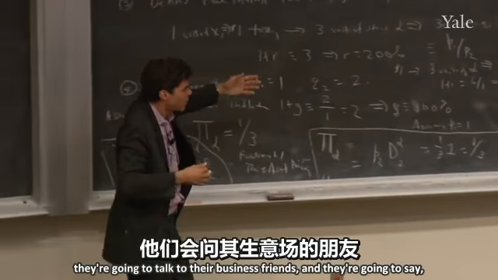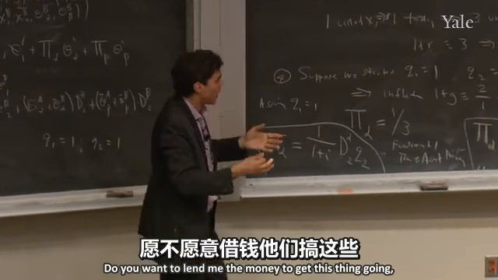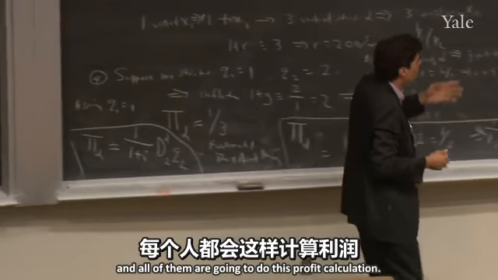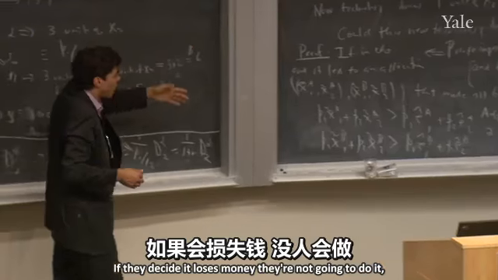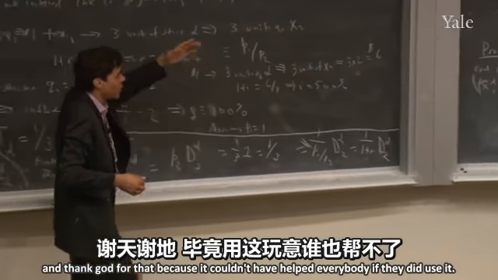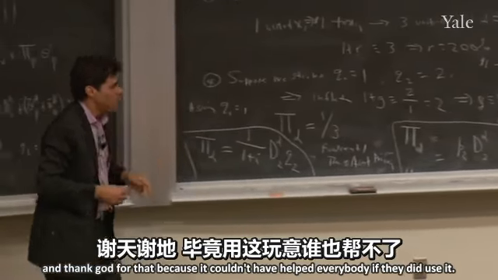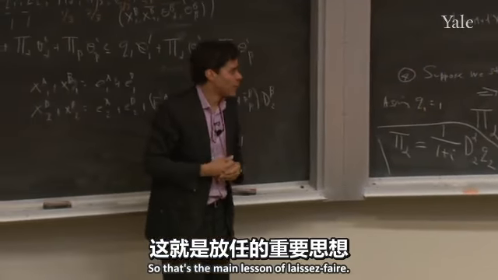They're going to talk to their business friends and they're going to say, you know, do you want to lend me the money to get this thing going? And all of them are going to do this profit calculation. If they decide it loses money, they're not going to do it. And thank God for that, because it couldn't have helped everybody if they did use it. So that's the main lesson of laissez-faire.